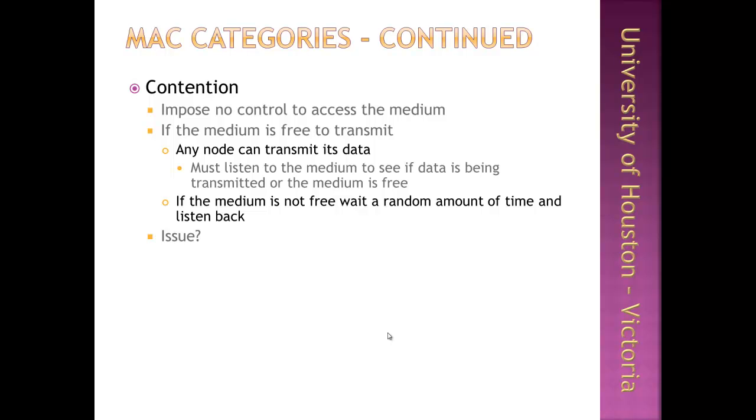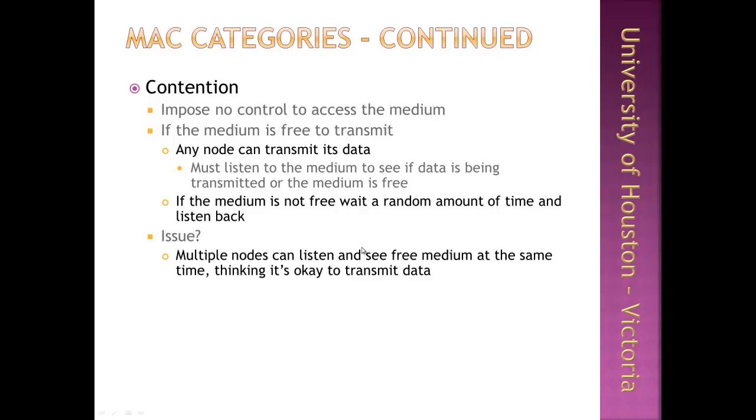time. So the issue that this mechanism has is what we call a collision. Multiple nodes can listen to the medium and see that the medium is free at the same time, and then they think that it's okay to submit the data. When they send the data, the data sent by two nodes that were listening to the medium almost at the same time will collide. And this is called a data collision.